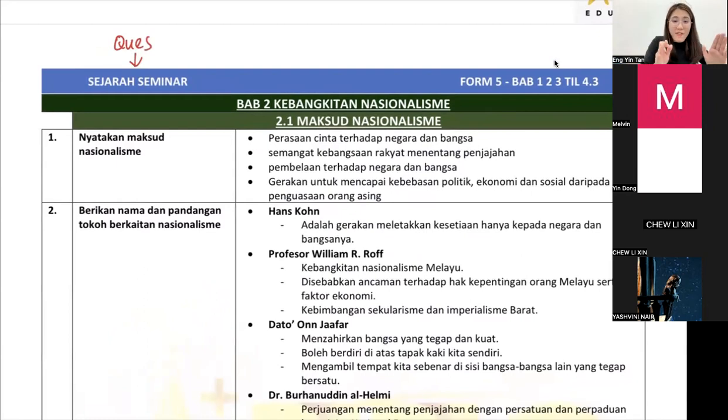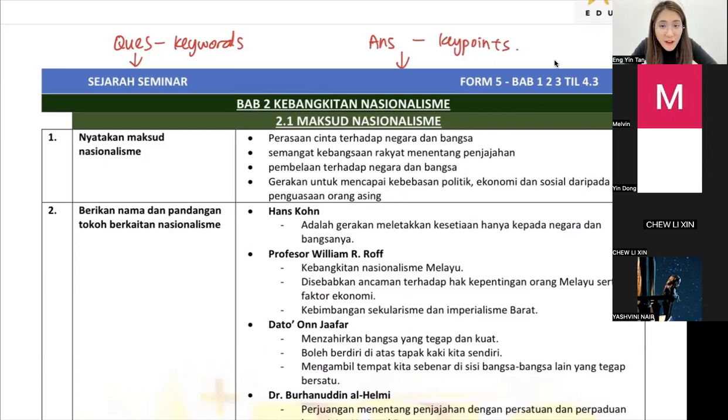Everything on your left-hand side is all the questions that your teacher may ask you. Meaning, dekat sini, this is the key words that you need to determine and identify. On your right-hand side here is all the answers, which is the key points that you need to hafal and memorize. So, the key points, the keywords here.